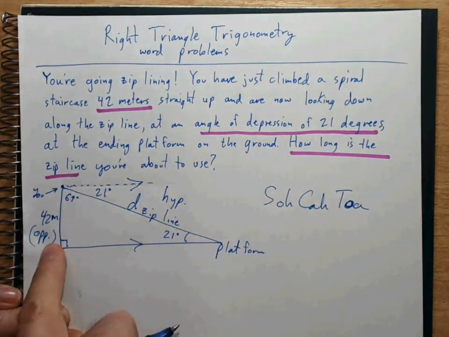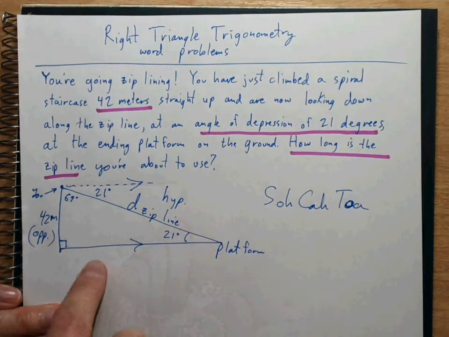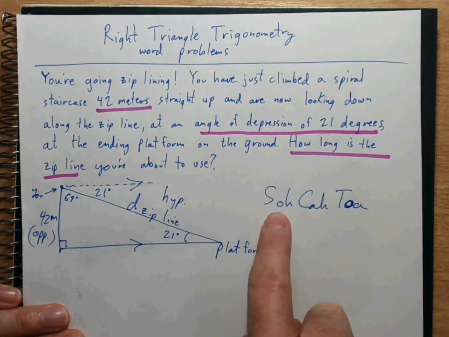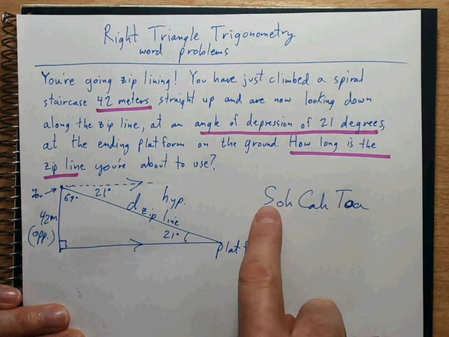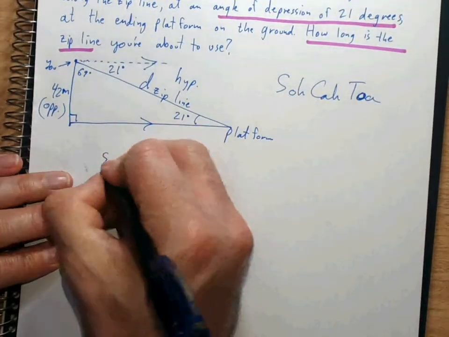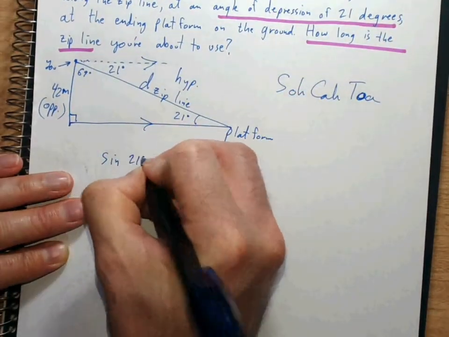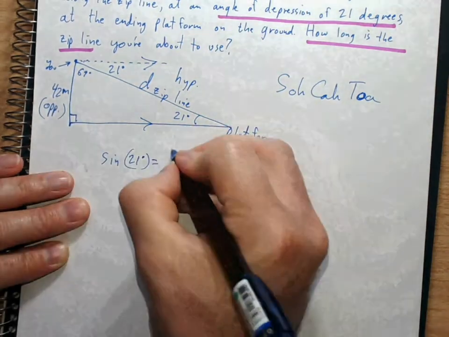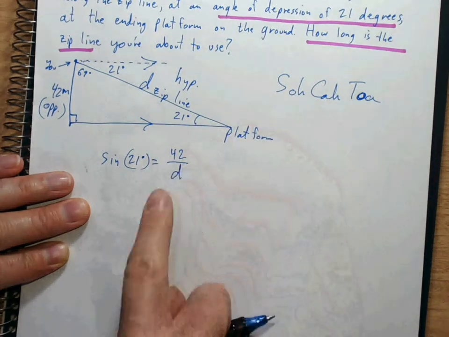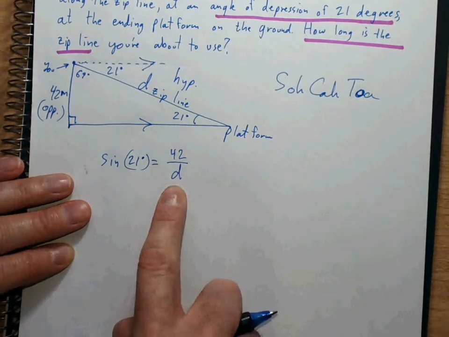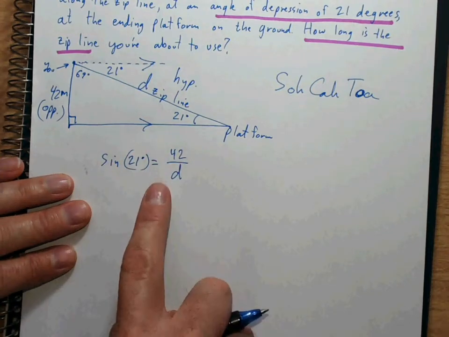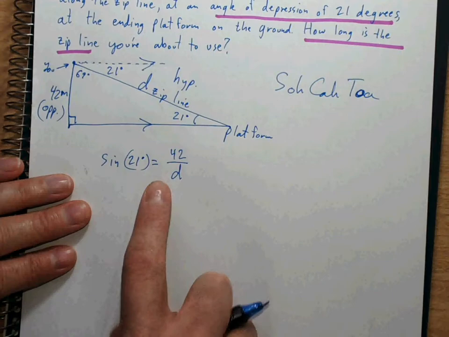So I know the opposite. I want the hypotenuse. I don't care about the adjacent. So I don't want one with an A in it. I want the opposite and the hypotenuse. So I want sine. Okay? So that means I'm going to say sine of 21 degrees is the opposite, 42, over the hypotenuse, D. And then I want to solve this proportion. Okay, if you need more help solving this proportion, I have a whole video on how to solve proportions, but we'll do this one quickly.